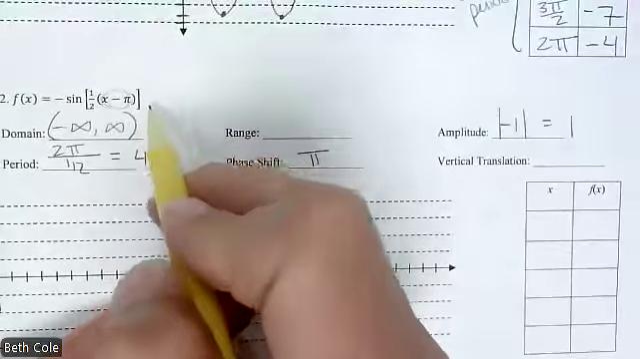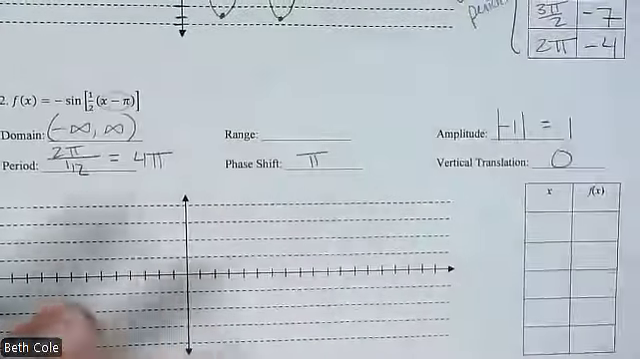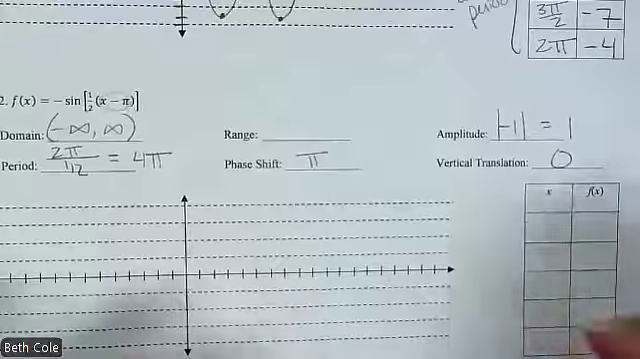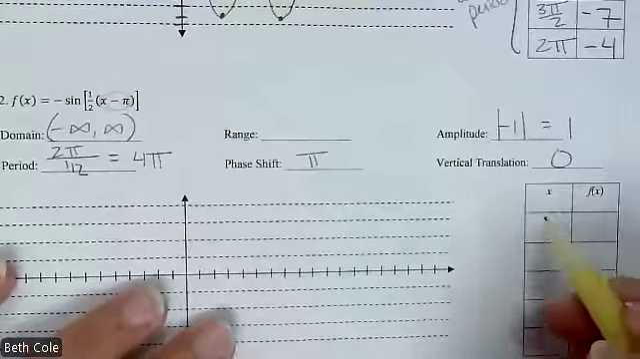All right, vertical translation. Do you see anything added out here? No, so 0 or none. I like to put 0, but you could put none. That's fine as well.